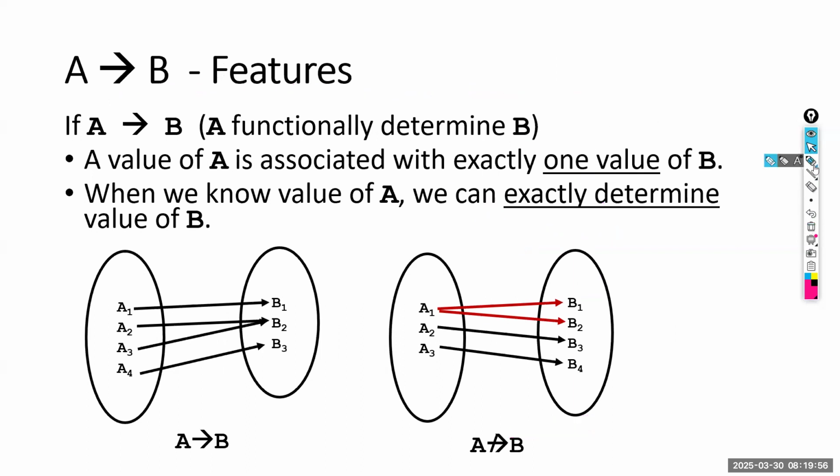Right? A functionally determines B. Well, a value of A is associated with exactly one value of B. So that means when we know value of A, it must correspond to only one value of B. Now you can see each value of A corresponds to only one value of B. So here we can say A functionally determines B.